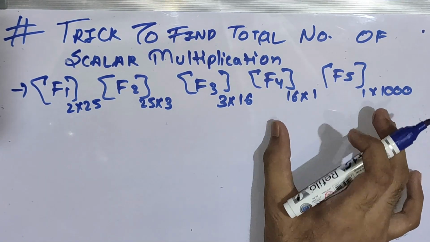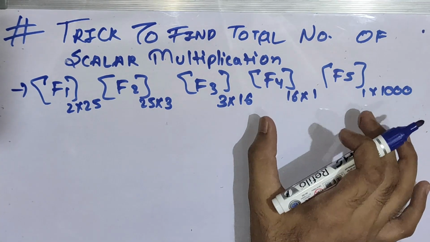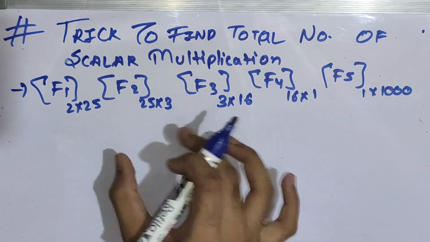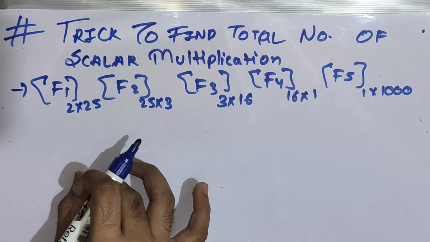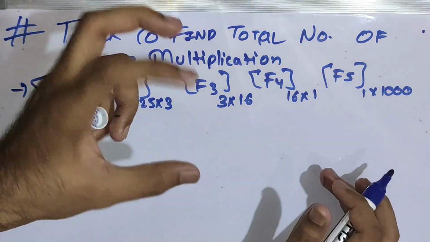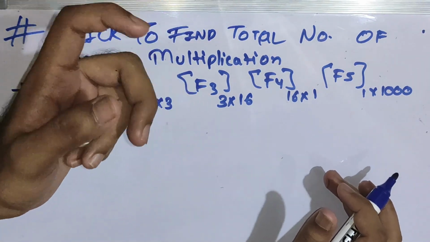And the multiplication doesn't stop here. Then you have to multiply the resultant with one of the matrices, then again the resultant with one of the matrices, then again the resultant with one of the matrices. So it's very huge, it will take a lot of time. So instead of guessing and multiplying, we will use the trick.